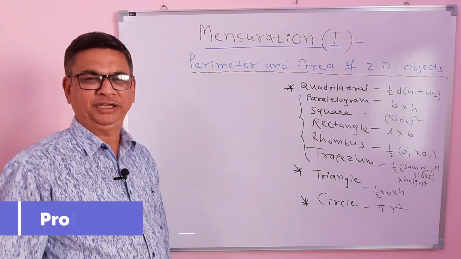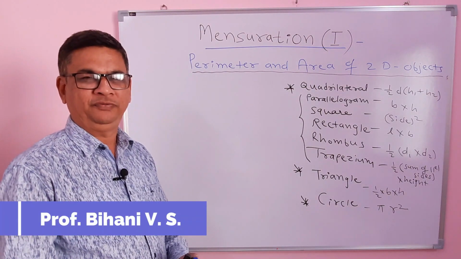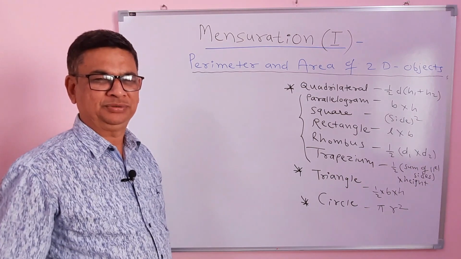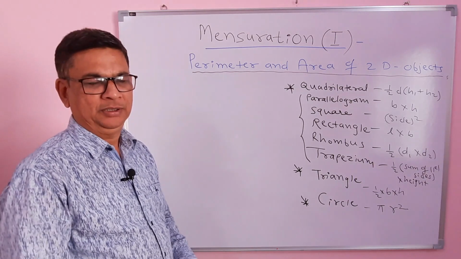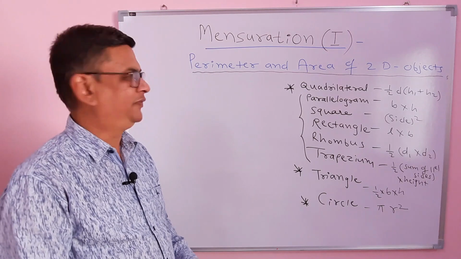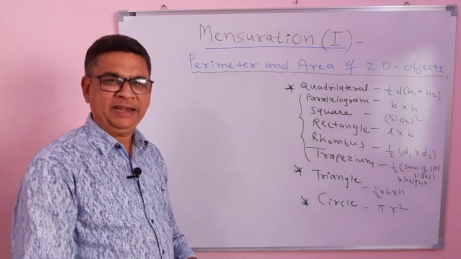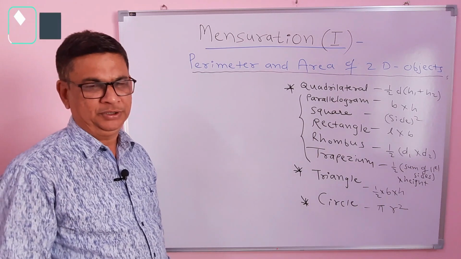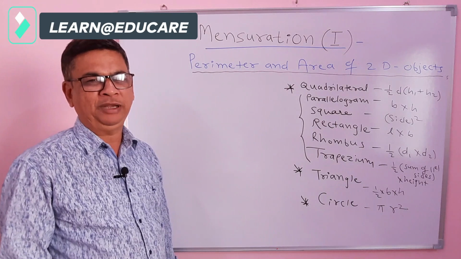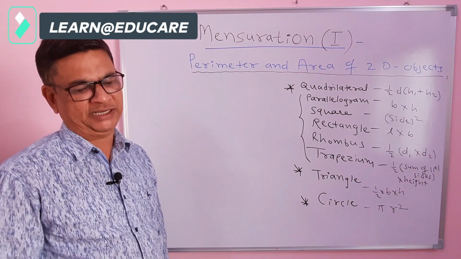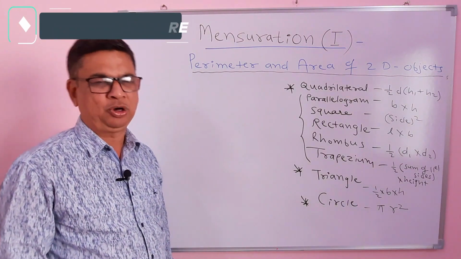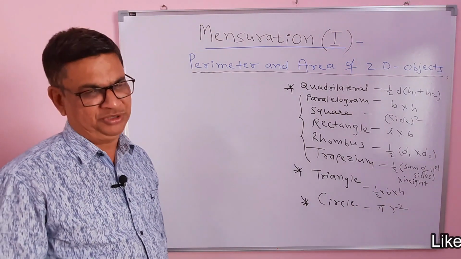This is Bihani, and today we are going to see an important part of the geometry section, that is mensuration. Mensuration deals with the calculation of perimeter, area, surface area and volume. Perimeter and area are considered for plane figures, that is two-dimensional objects, while volume and surface area are used for 3D, that is three-dimensional objects.